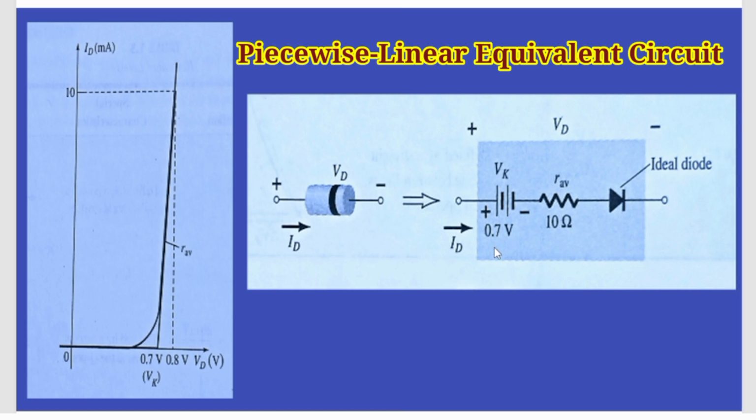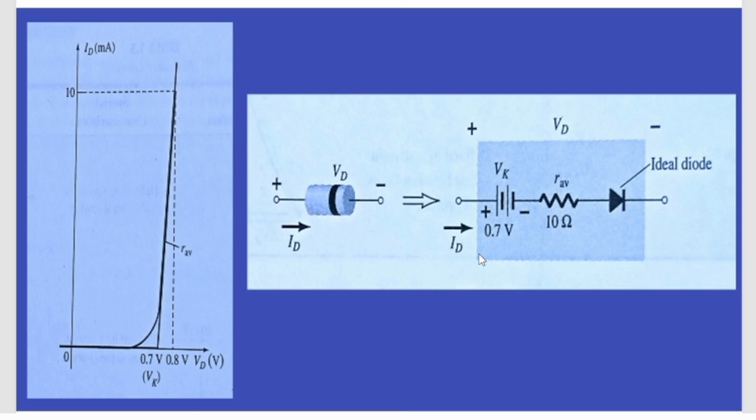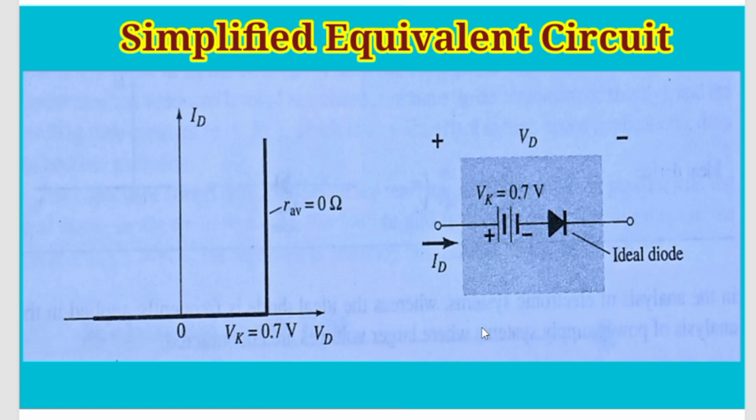Keep in mind, however, that VK in the equivalent circuit is not an independent voltage source. If a voltmeter is placed across an isolated diode on the top of a lab bench, a reading of 0.7 volt will not be obtained. The battery simply represents the horizontal offset of the characteristics that must be exceeded to establish conduction. Next, simplified equivalent circuit.